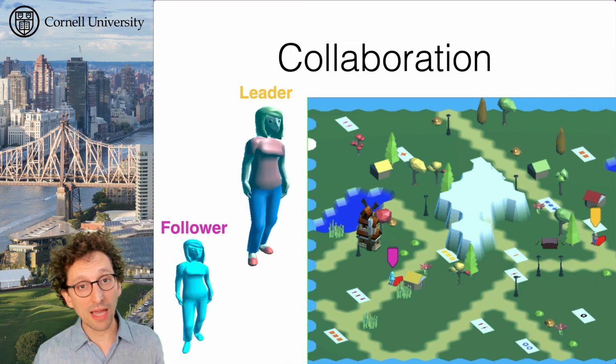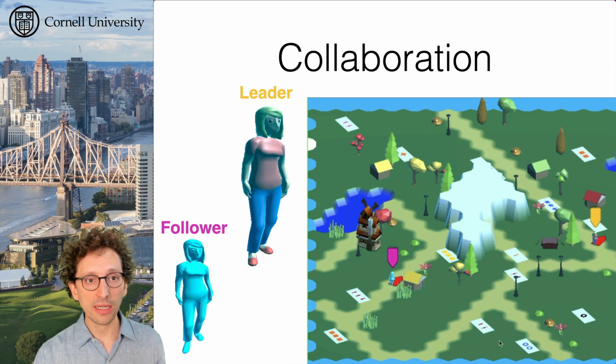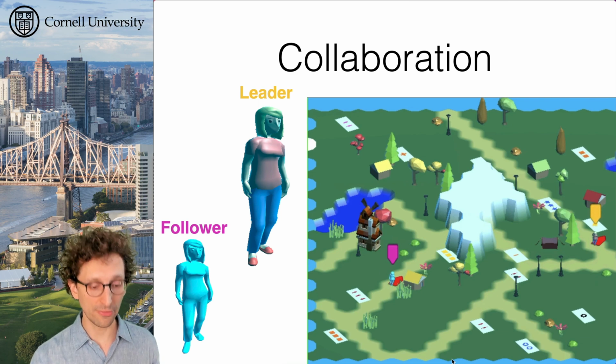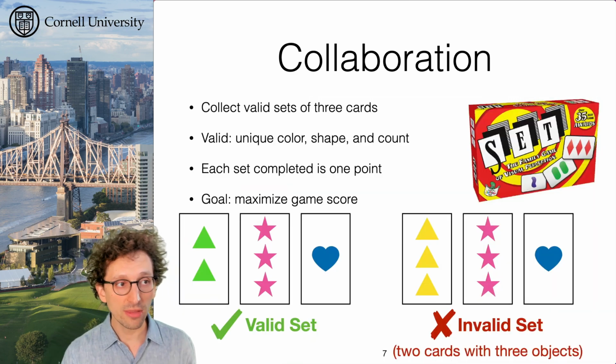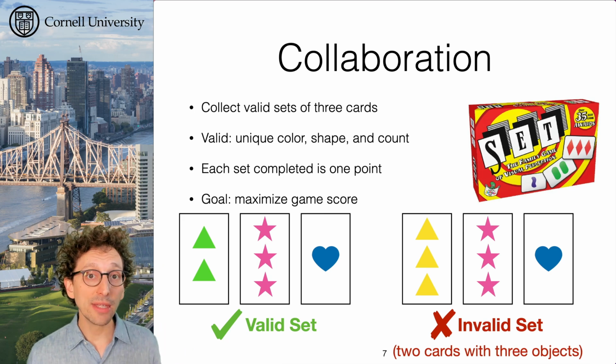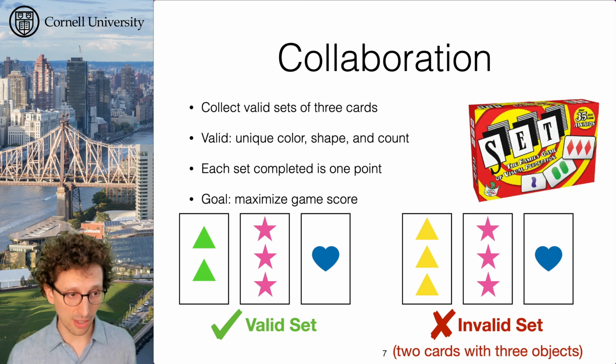In this environment, we have 2 agents, a leader and a follower. The leader is the colorful figure on the right, and the follower is the monochromatic figure, in this case on the left. The 2 agents play a game that is very similar to the card game Set, for those who are familiar with it, but in a spatial environment.